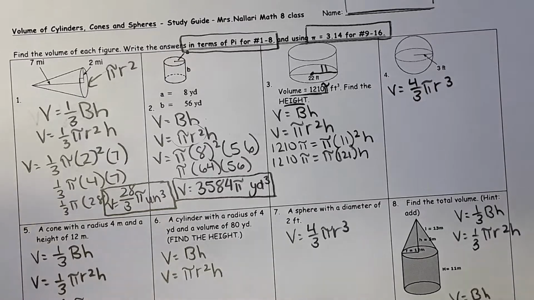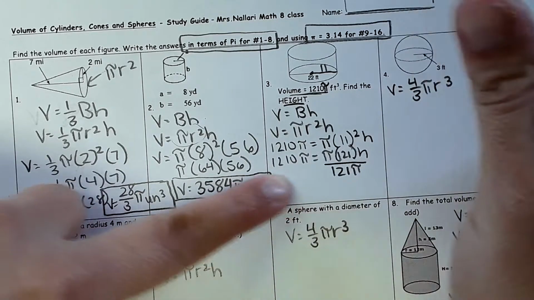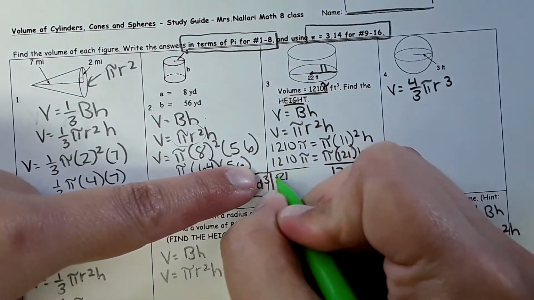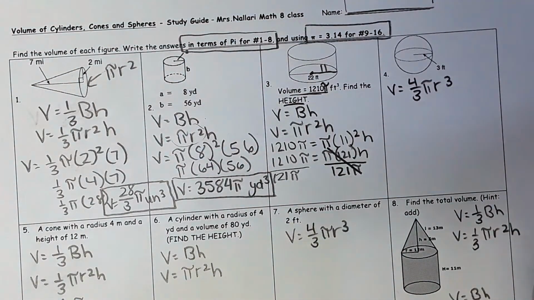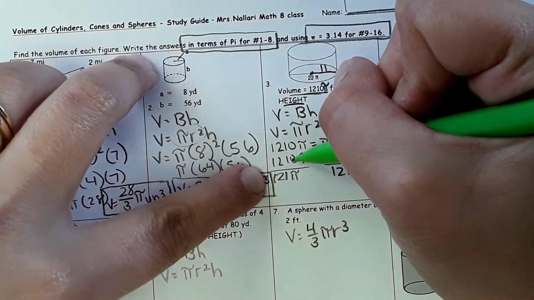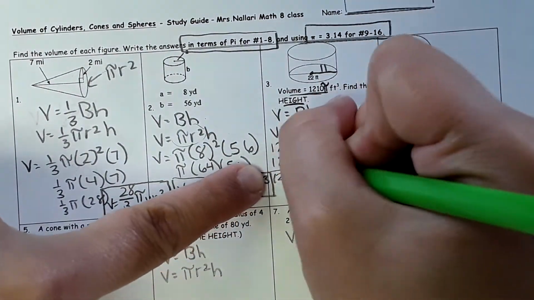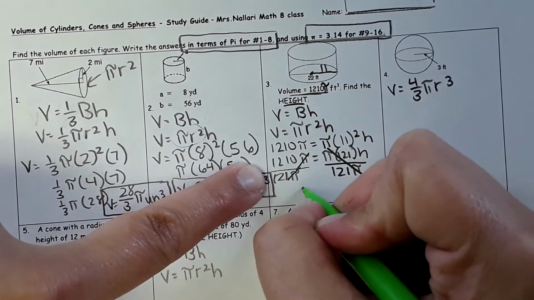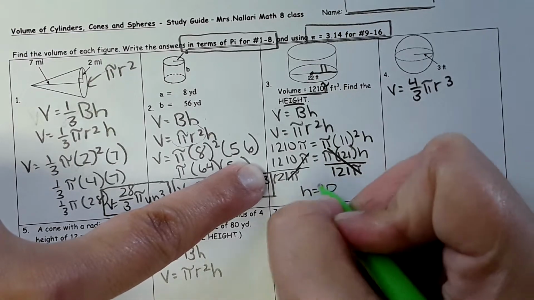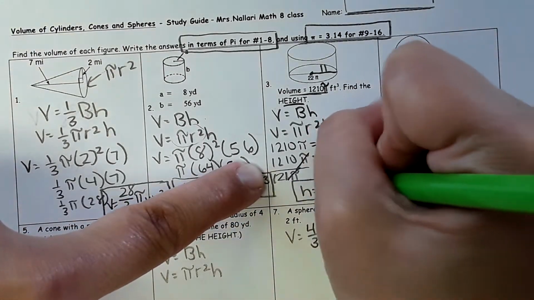Next step, I'm going to try to get h by itself. I'm going to divide both sides by 121 pi. Now, 1,210 divided by 121 is 10, and the pi's cancel. You could do that in a calculator, or you might recognize that it's just going to be 10. And then we get h equals 10. Feet, technically.